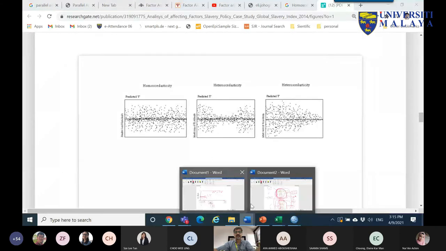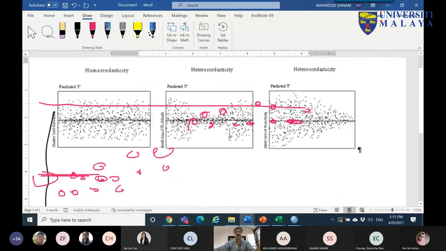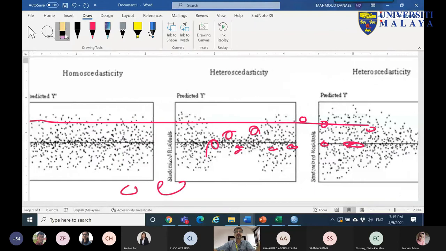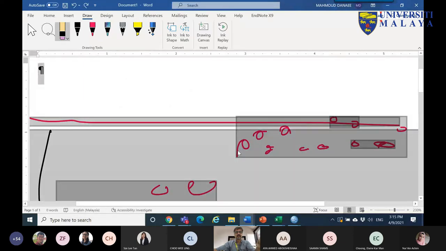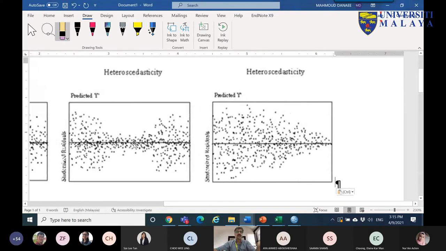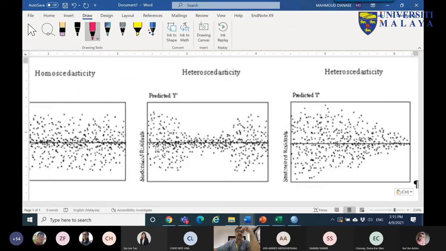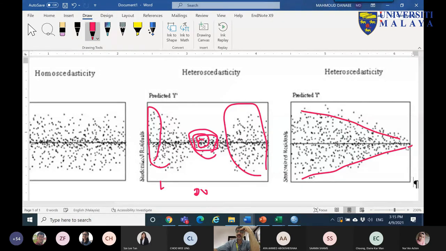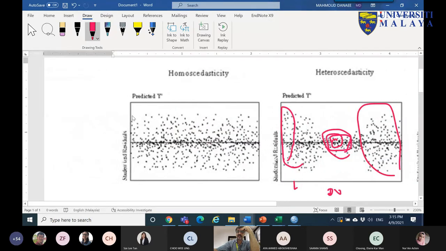Let me copy the image. So look at here. When your dependent variable is low, the amount of the error in this model is not the same. It's the same when it's high, but when it's moderate level, the model is very accurate. This model also is not accurate because it is good. This model is very accurate when the level is high. But the best is this model.